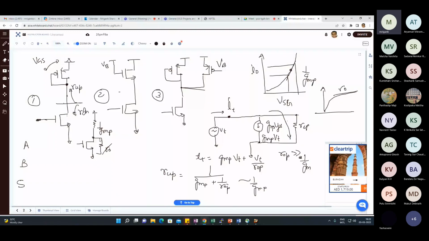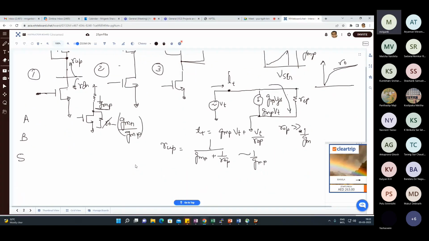And therefore, you just have a common source amplifier with a resistive load where RD has been replaced by 1 upon GMP. And therefore, the gain is simply GM1, which is GMN, into 1 upon GMP, with a minus sign. So this is the gain, minus GMN upon GMP. I hope this is clear for all of you. Any problem with this?